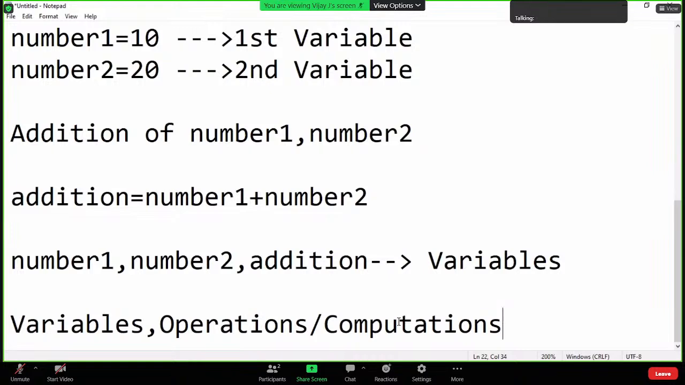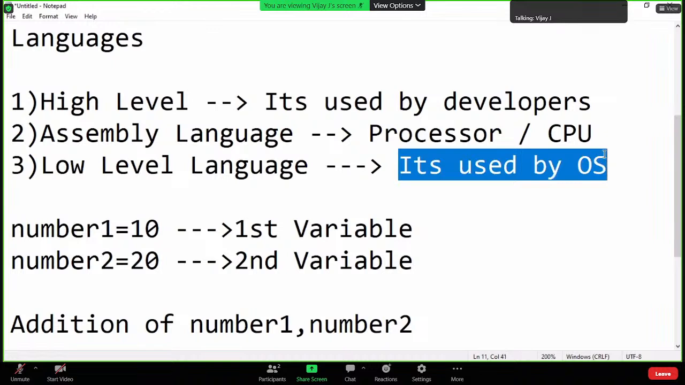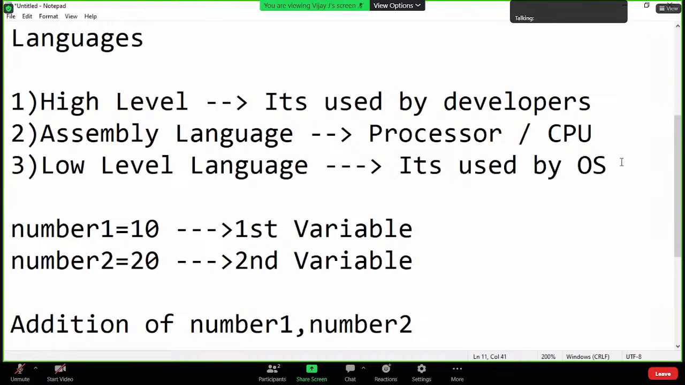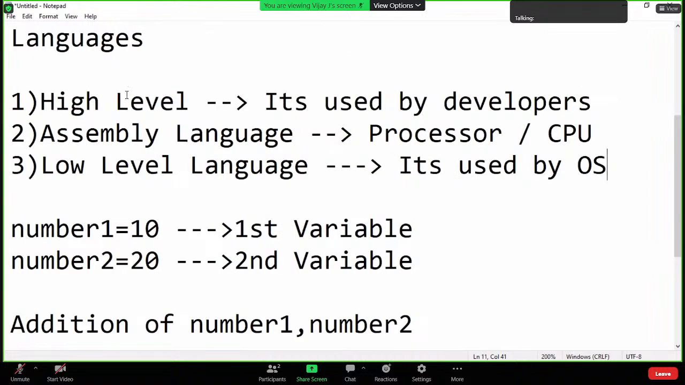Computer means your operating system. At the top level, the program is written by the developer. But at the end point, this program should be used by the operating system. Is that clear? Even if you are writing your program in a high level language, for example telling that number 1 is 10, number 2 is 20, and so forth, we are taking all this in a high level language.